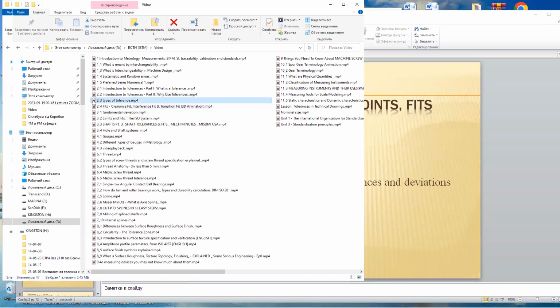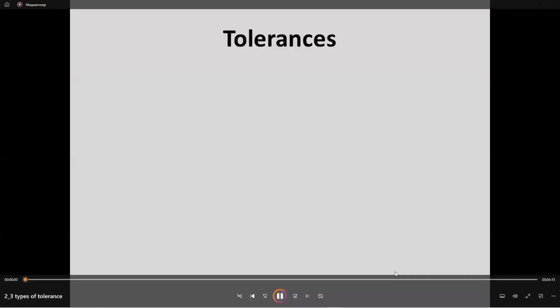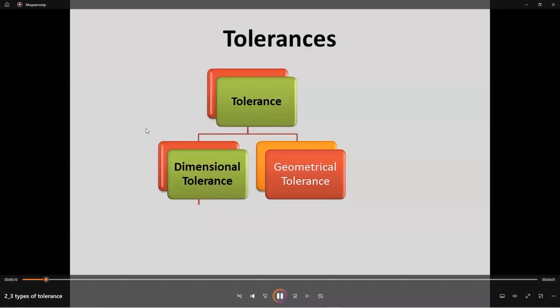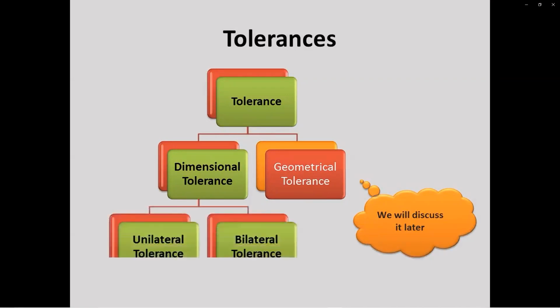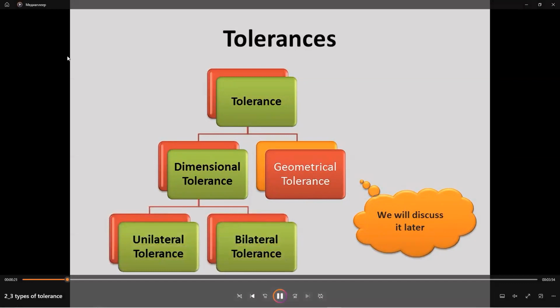Types of tolerance. Hello friends, today we will learn types of tolerance used in the manufacturing process. So, tolerance can be divided into dimensional tolerance and geometrical tolerance. Geometrical tolerance, we will discuss later. And dimensional tolerance is divided into unilateral tolerance and bilateral tolerance.